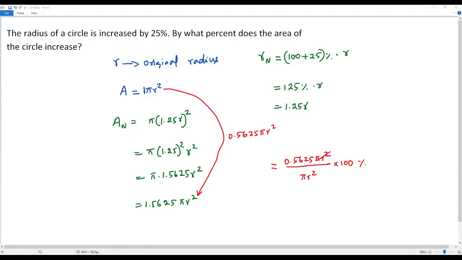Okay, here this pi r square will cancel out. When I multiply this 0.5625 by this 100, I am getting 56.25%. When the radius of the circle is increased by 25%, the area is increased by 56.25%.